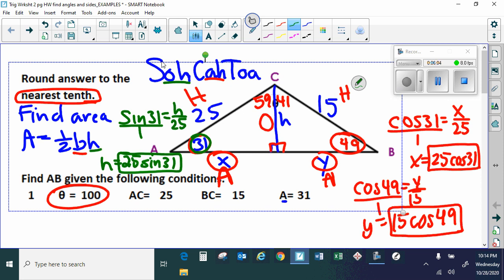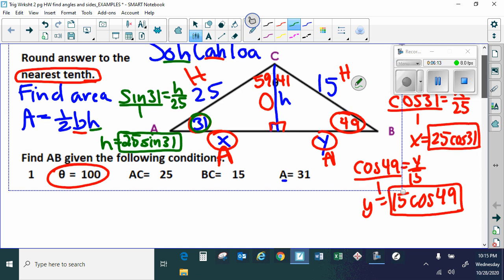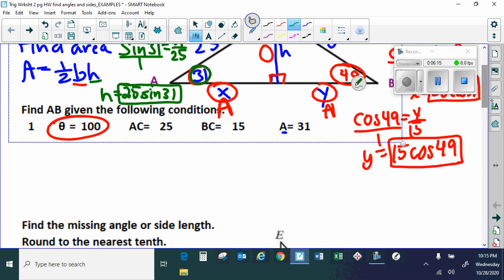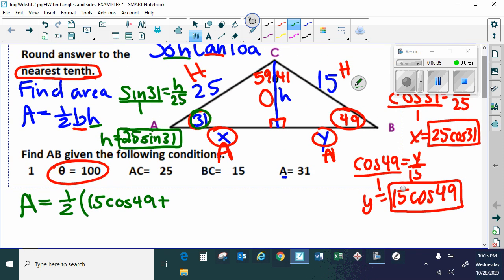The base was x plus y. I found x and y. I'm going to add them together, and I'll multiply that answer by 1/2. So let's go ahead now and write all of that down here. So I have area equals 1/2, or 0.5 if you want. The base, remember, is x plus y. Y is, doesn't matter where I put it in, 15 cosine 49 plus x. Where's my x? Up top, right there. 25 cosine 31.